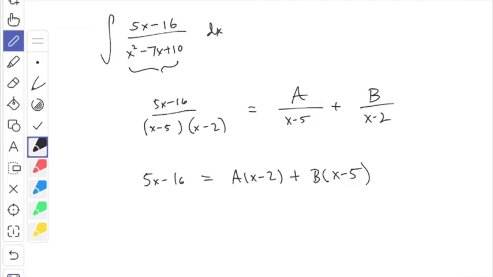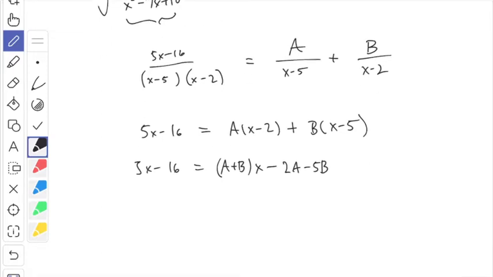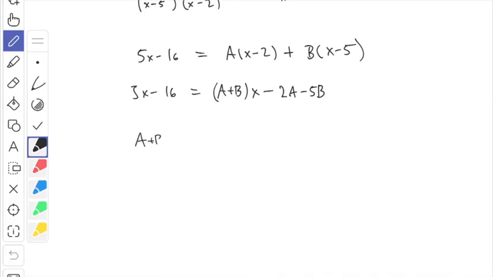All right. Okay, let's recombine the right-hand side. The left-hand side already looks like a nice polynomial. On the right-hand side, if I gather the terms for the x, I get a plus b. And then the constant is negative 2a minus 5b. Rearrange the terms, and this gives me my system. It says a plus b equals 5, and minus 2a minus 5b equals minus 16. And we solve the system.